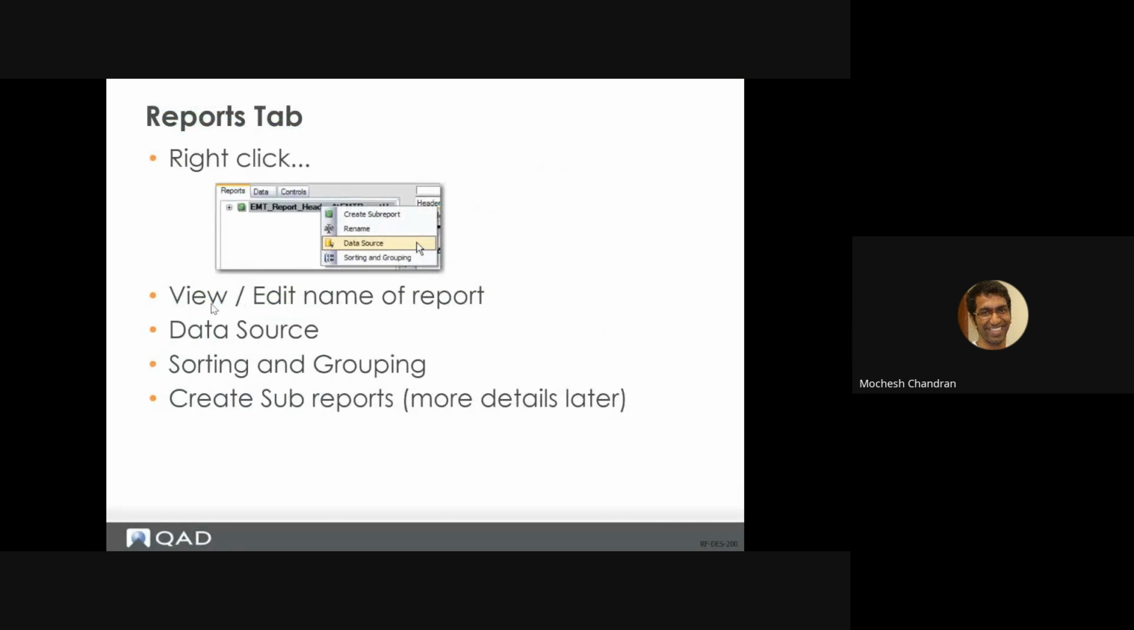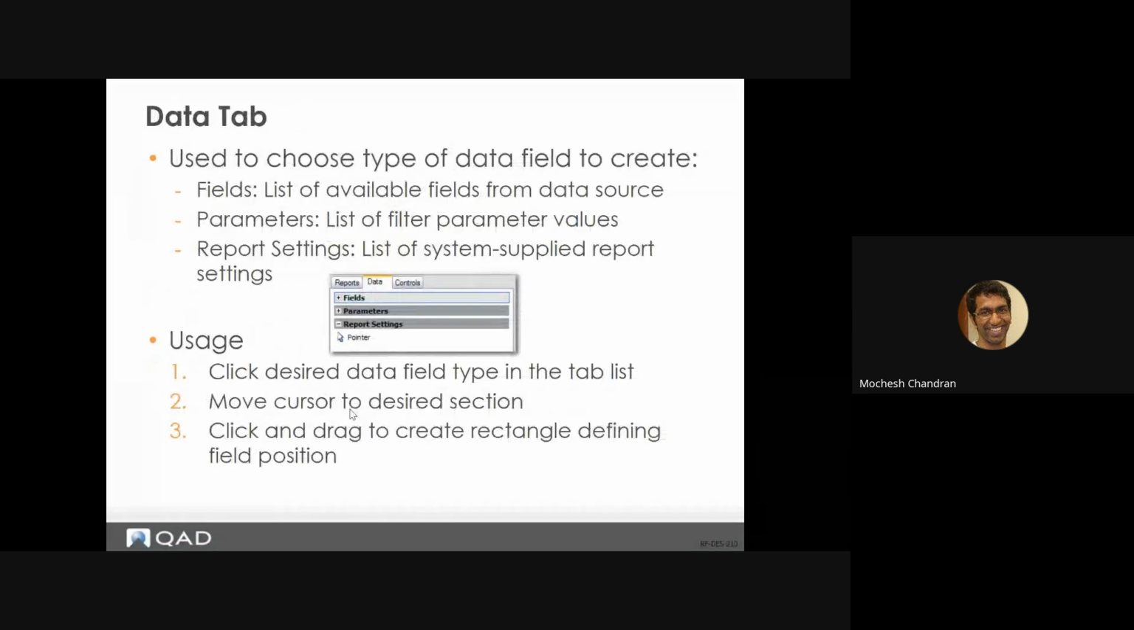We looked at sorting and grouping. We looked at sub-reports. We looked at the data tabs. All the list, the fields shows you the list of available fields from the data source. Parameters shows the list of filter parameter values. And then report settings shows the list of system supplied reports.